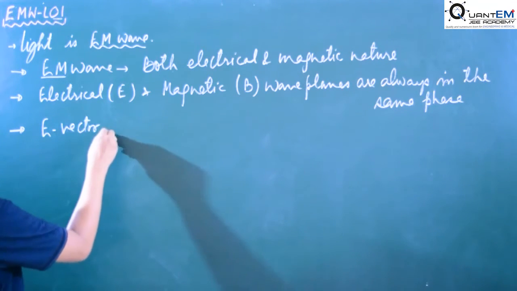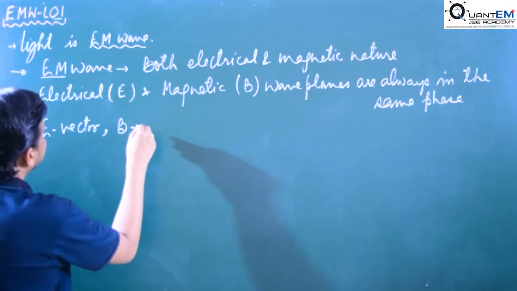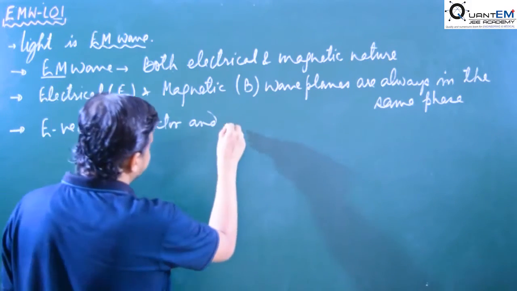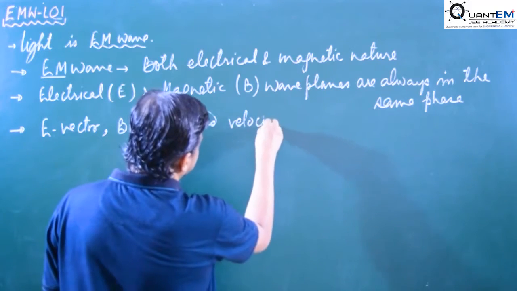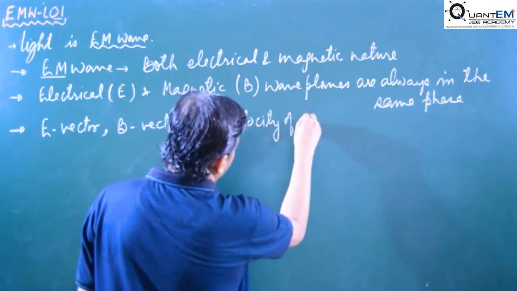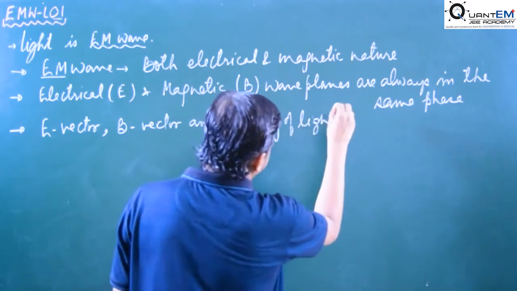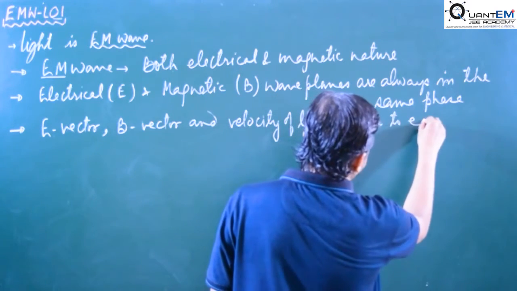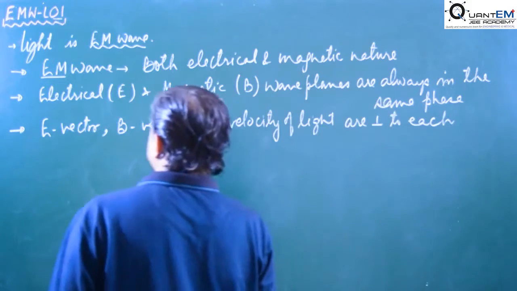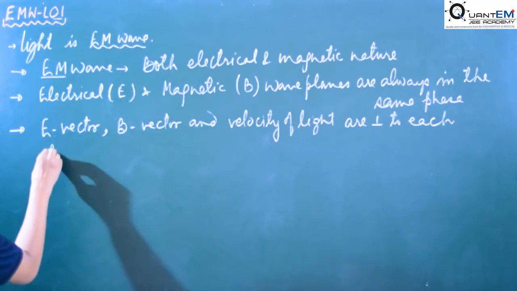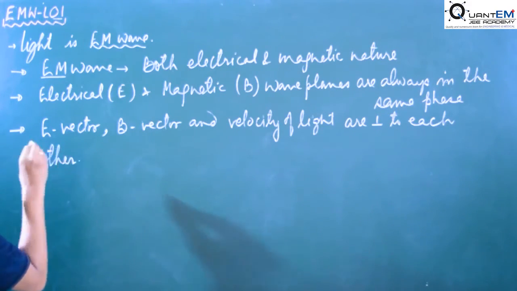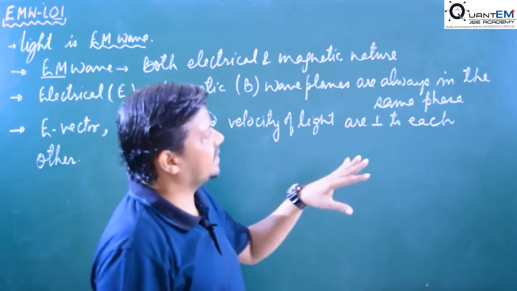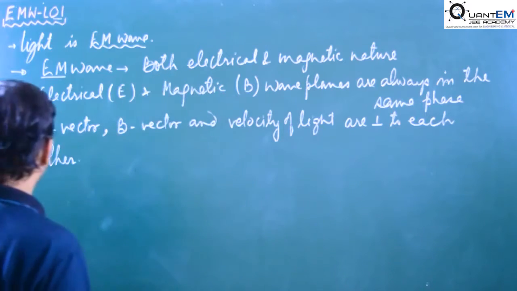The electric field intensity vector, magnetic field vector and the velocity of light are perpendicular to each other. The electrical wave intensity, magnetic wave intensity and the velocity of light, these all are perpendicular to each other.